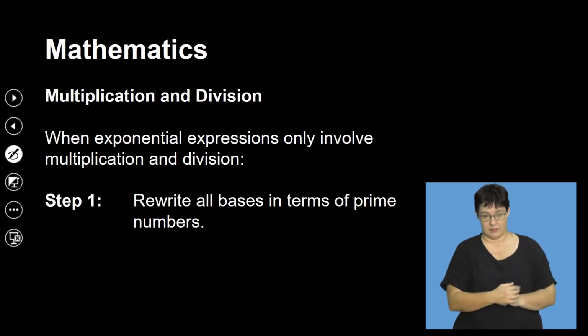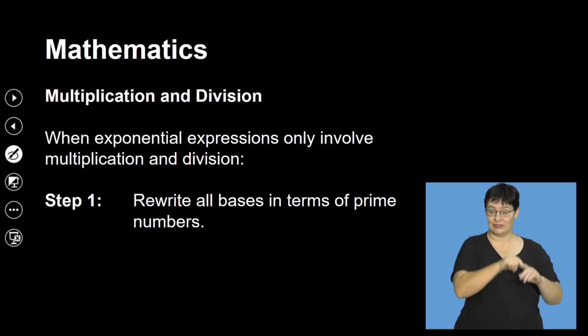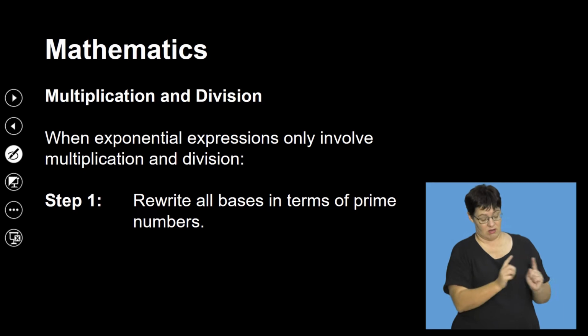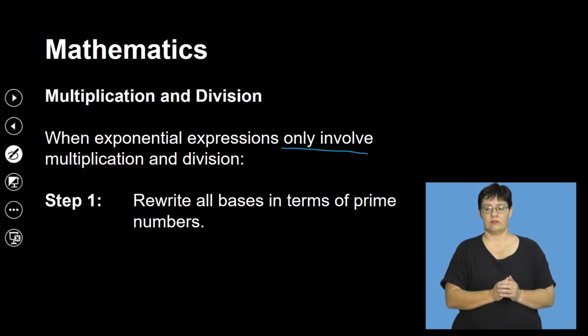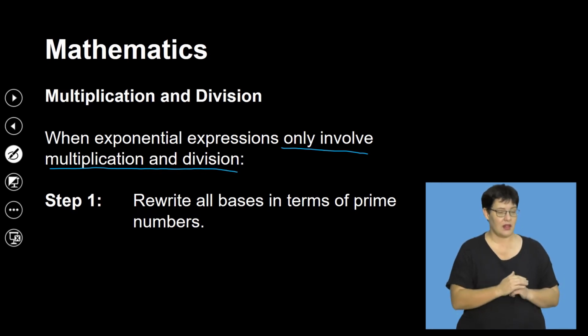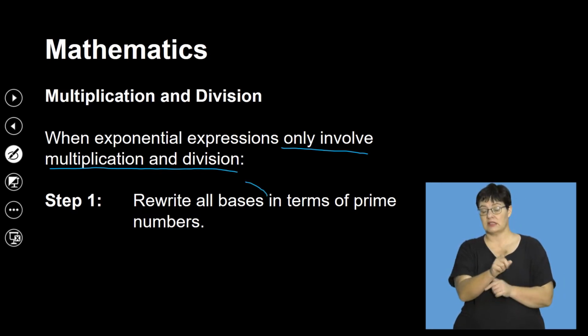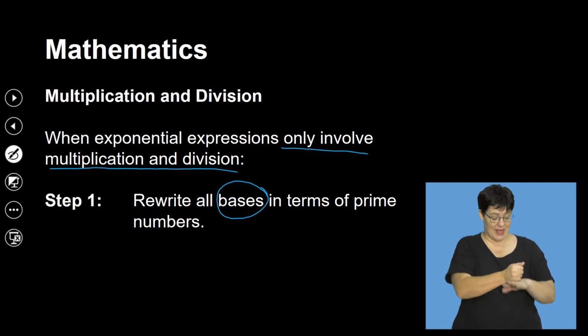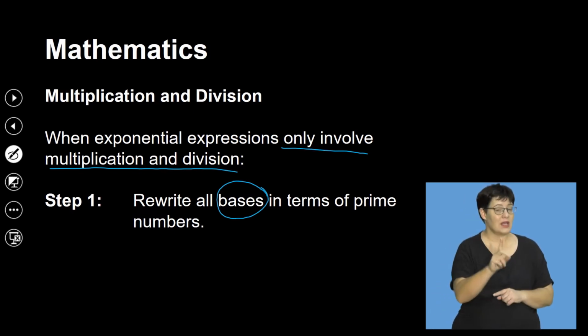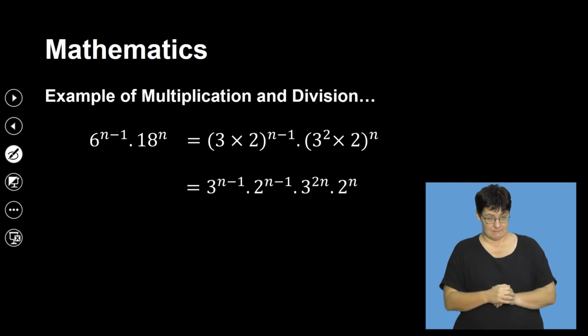And then with the multiplication and division of exponential expressions, right? When an exponential expression only involves multiplication and division, the very first step that we need to follow there will be to rewrite all the bases to be in terms of prime numbers. Remember when I started, I said we're going to look at prime bases. This is where that comes in. Let's look at an example of what this means.